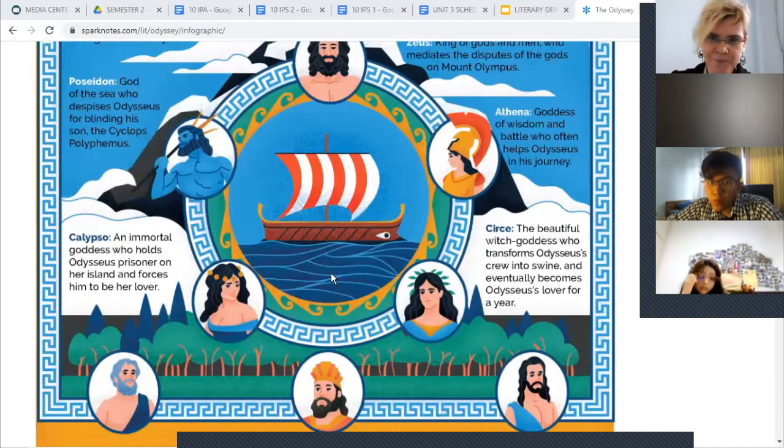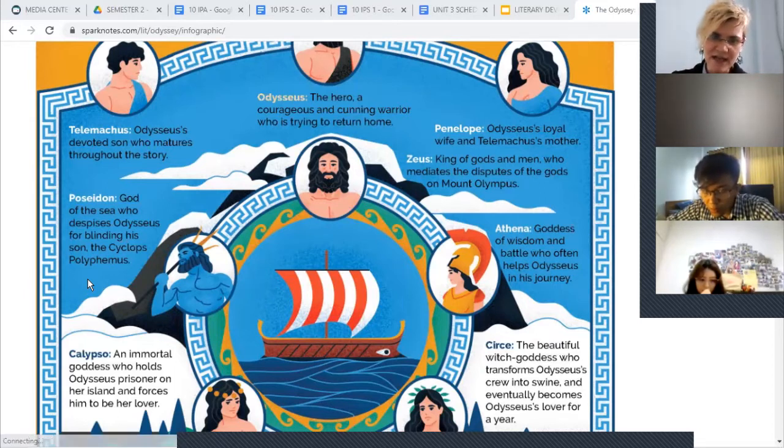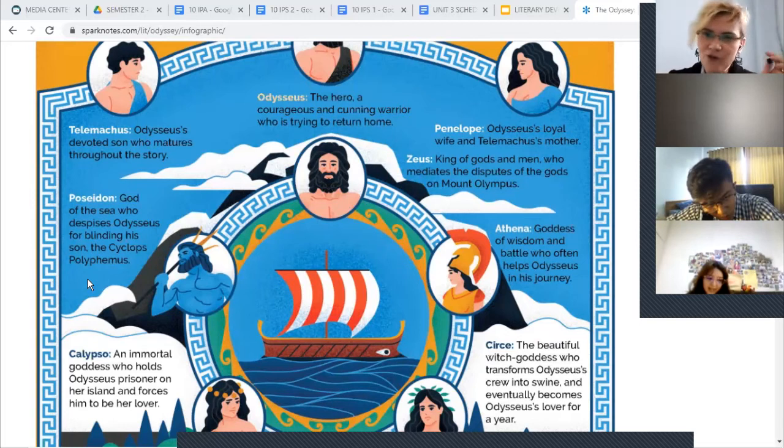They want to kill him. So mean. Now, the gods, we have the first one, Zeus. Zeus is the king of gods and men. So he's the biggest and mediates the disputes. So he mediates the quarrels and the fights of the gods on Mount Olympus. Poseidon, who is the god of the sea, who despises Odysseus. He hates him for blinding his son. So he has a son, a Cyclops, Polyphemus. And because of the fight, Odysseus blinds him and he's very angry because of that. We've got Athena, who is the goddess of wisdom and battle, who often helps Odysseus in his journey.